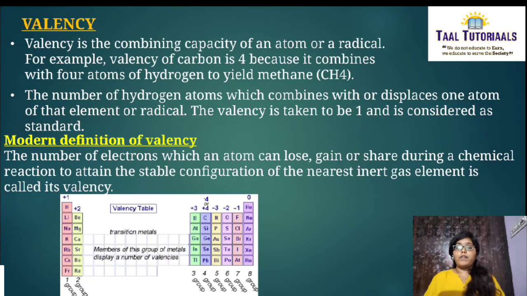Okay, next, the number of hydrogen atoms which it combines with or displaces. See, if we take hydrogen, what is its valency? 1. The valency is taken to be 1 and it is considered as a standard. Why? Because it has only 1 electron.